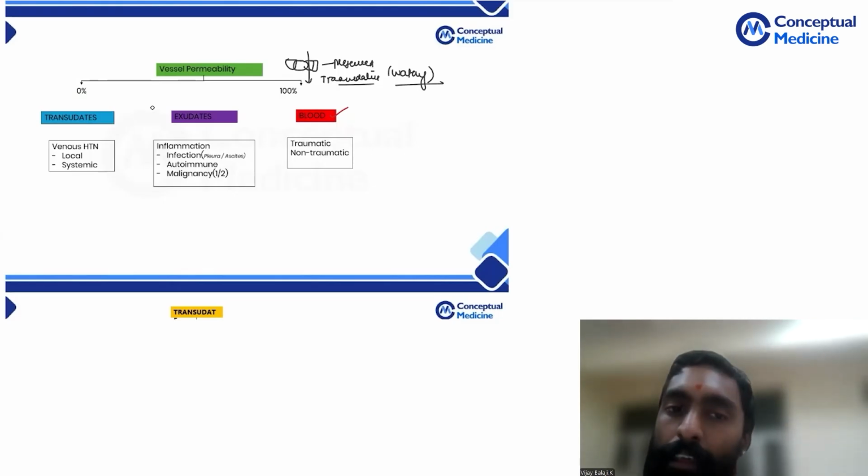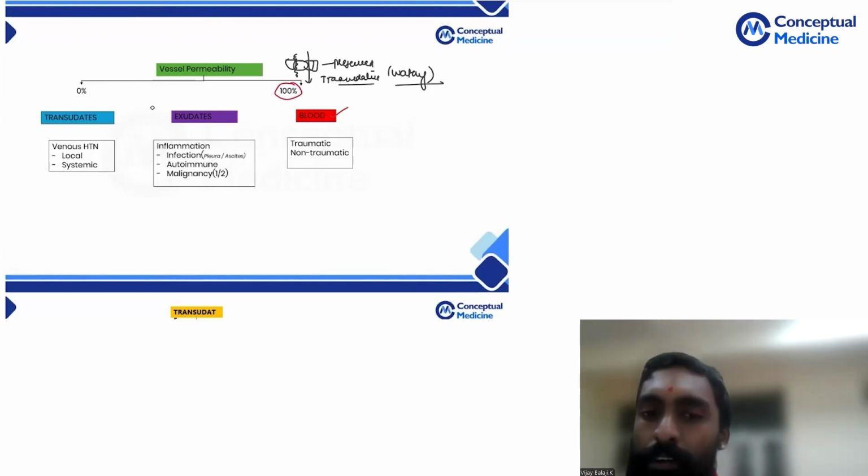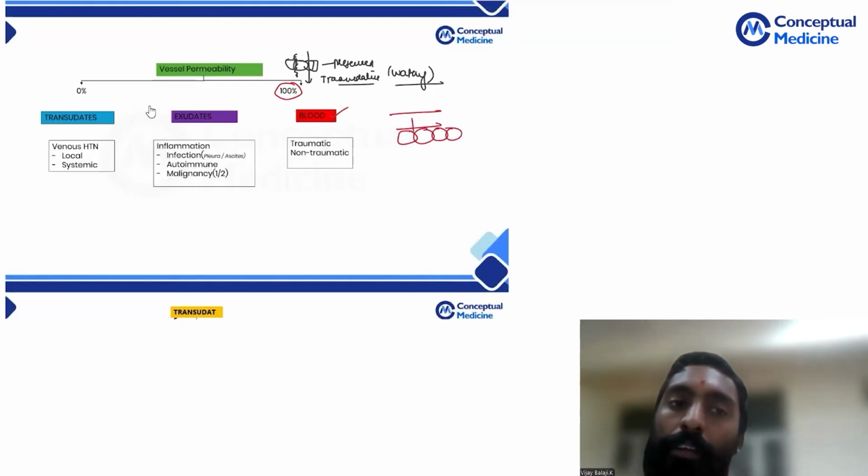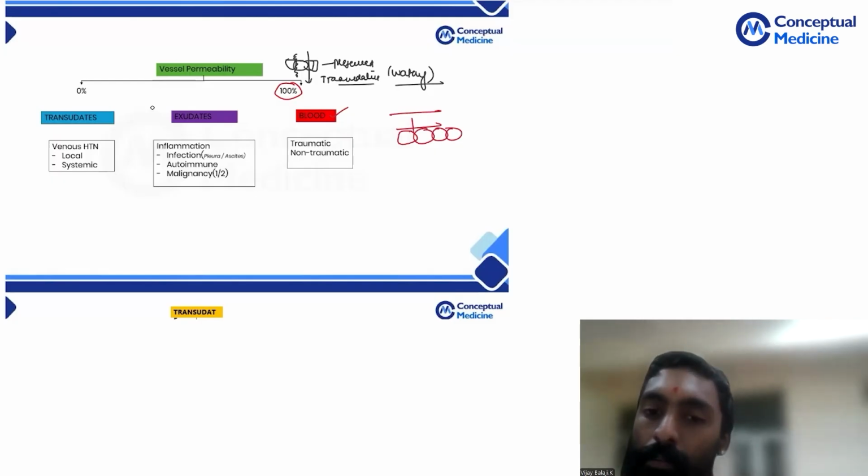Whereas if something else has to go, that means the pleura has to be more permeable. So depending on the permeability, if it is 100% permeable, that has to be blood, because whatever is in the blood is completely going inside, that means there is no barrier at all. So everything is going inside. So it is 100% permeability.